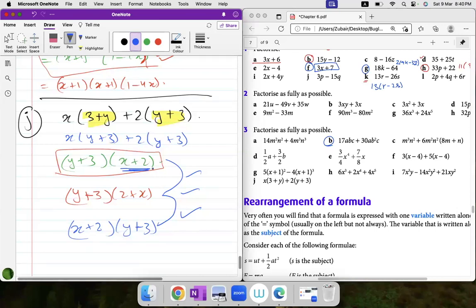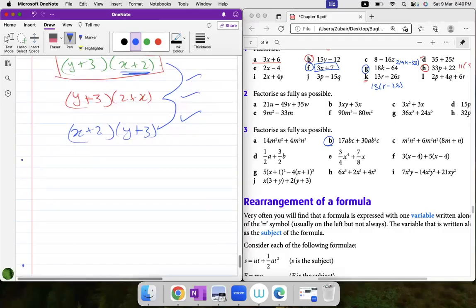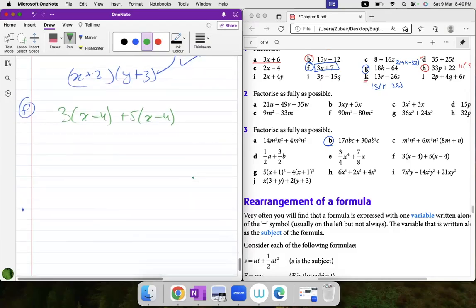So let's have a look at F part. (x minus 4) and 3 plus 5. Right? (x minus 4) and then 3 plus 5. So finally, what do we have? We have 8 into (x minus 4). Simplify further, because 3 plus 5 is 8, right?